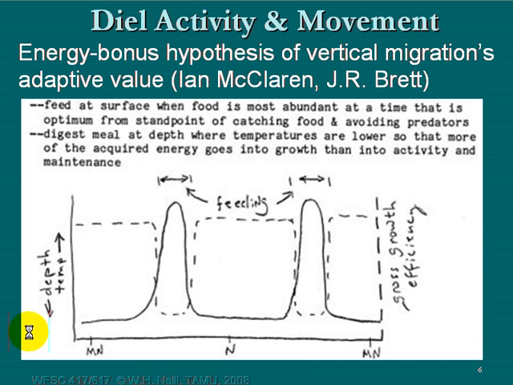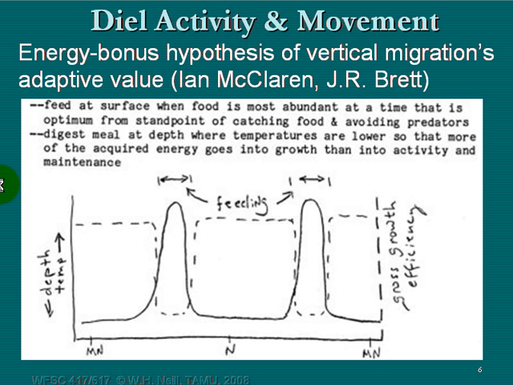I attribute this to work by a couple of Canadians. Ian McLaren, I think, was the first person to suggest this, at least to my knowledge, in print. He was at the University of Toronto, and he was in Ontario with the Fisheries Research Board of Canada. I think he was also associated with the University of Toronto. And McLaren developed the idea to account for the vertical migration of zooplankton in northern lakes, the diel migrations.